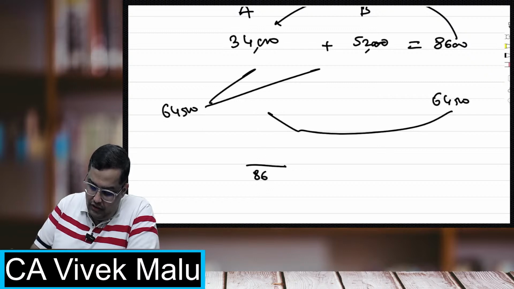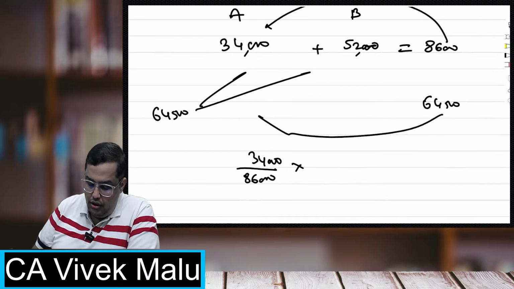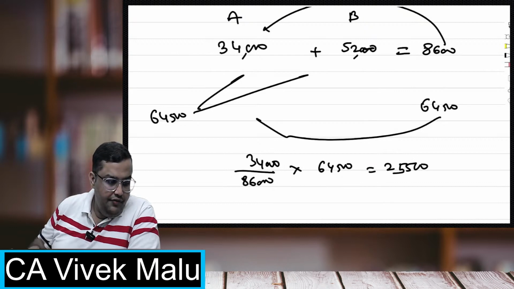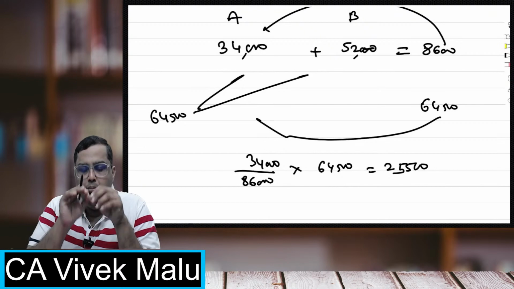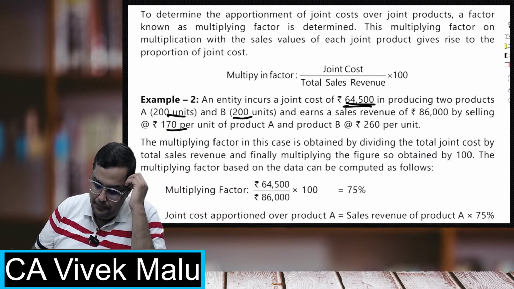Out of 86,000, 34,000 is of A. Sanmitha, Sriraksha, Shreya, your answers are correct. So out of 64,500, how much will belong to A? That is 25,500. Absolutely perfect, students. Arya, Abhijit, Shikha, Samita, Siddhesh, Vaishnavi, your answers are correct. 25,500. So I hope you have understood how you have to allocate at the market value at the point of separation, which is a very simple method.